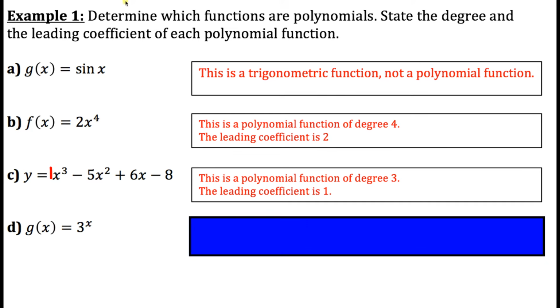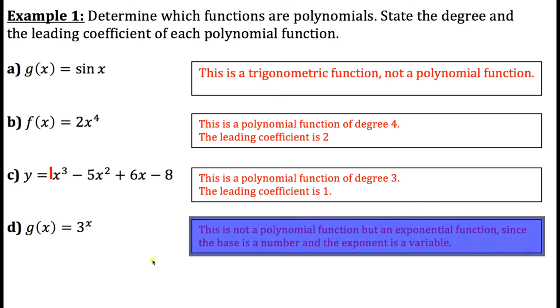Part D, the exponent is the variable. So this is not a polynomial function. For it to be a polynomial function, the exponents all have to be non-negative whole numbers. In this case, the exponent is a variable. So this is an exponential function, not a polynomial function.